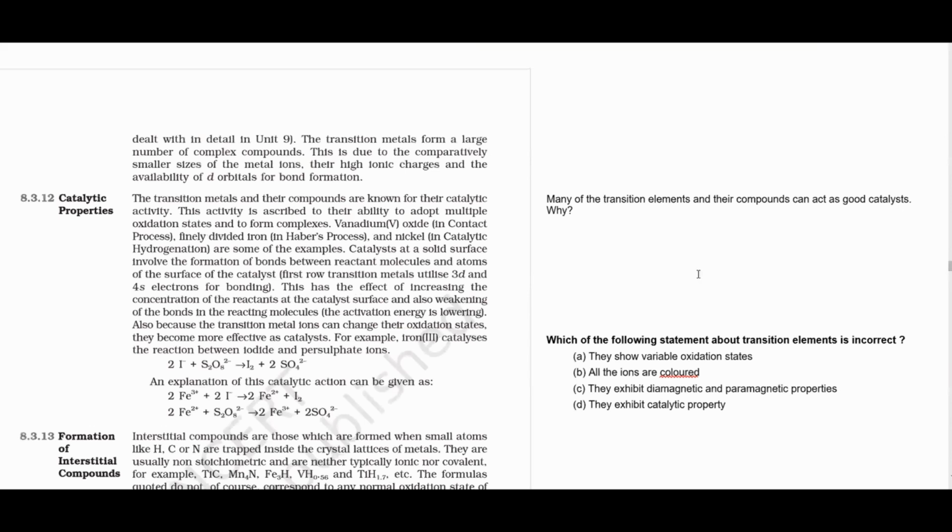Catalytic properties. Why do transition metals act as good catalysts? The reason is that these metal surfaces provide a good surface area for adsorption of the substances. Second, they have variable oxidation states.